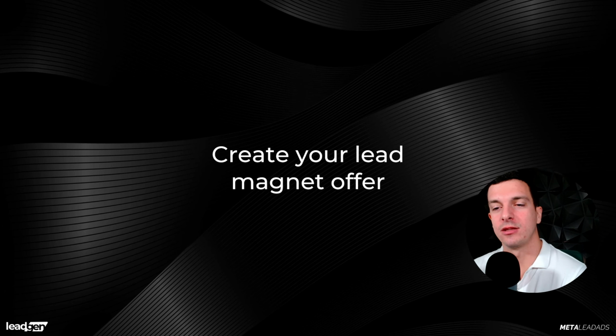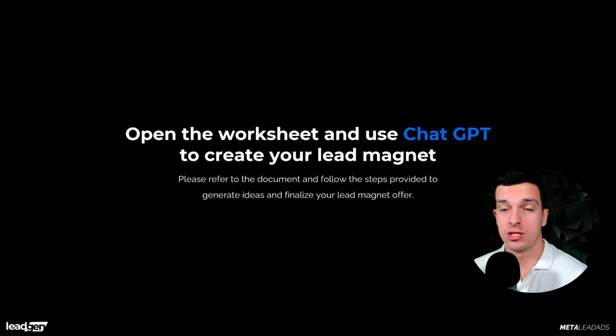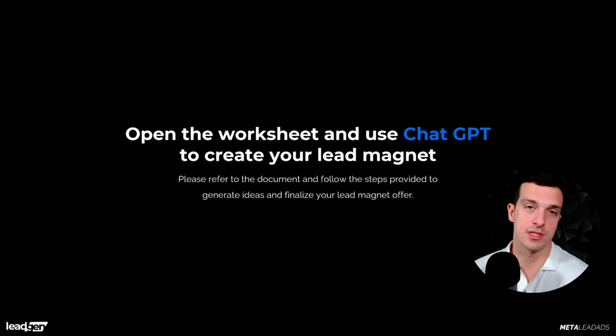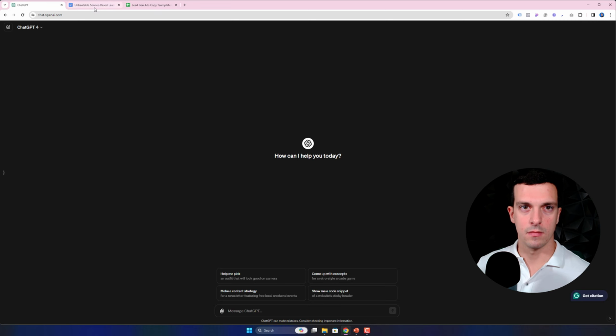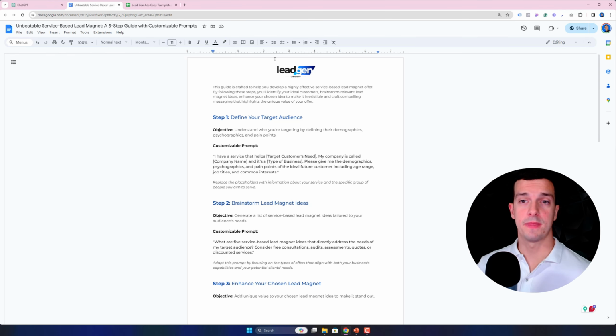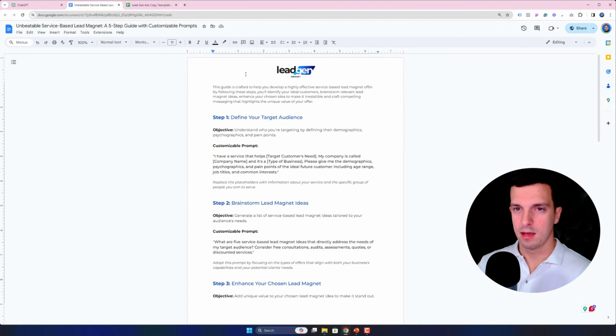So, how to create your lead magnet offer? Let's open up the worksheet and we're going to use ChatGPT to create the lead magnet. Refer to the document, follow the steps, and you're going to see me how I do it right now, and then you can do it yourselves. So under the video, you're going to see this document, Unbeatable Service-Based Lead Magnet 5-Step Guide. And basically, this is 5 steps that I created for you with ready prompts and placeholders, which you just need to change.